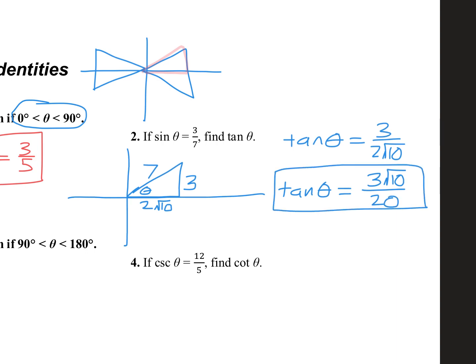When we leave quadrant 1, you have to remember ASTC. In quadrant 2, sine is positive, cosine and tangent are negative. In quadrant 3, tangent is positive, sine and cosine are negative. And in quadrant 4, cosine is positive, sine and tangent are negative.